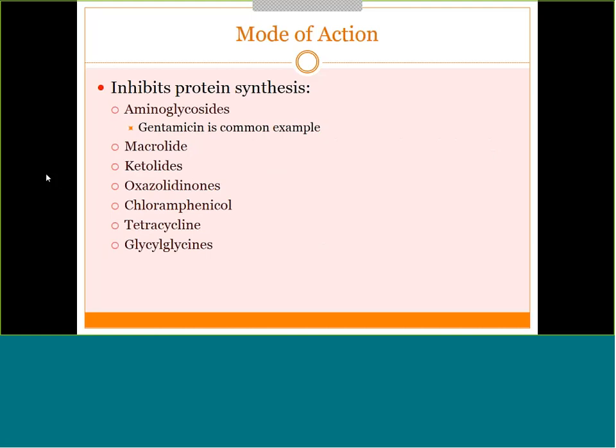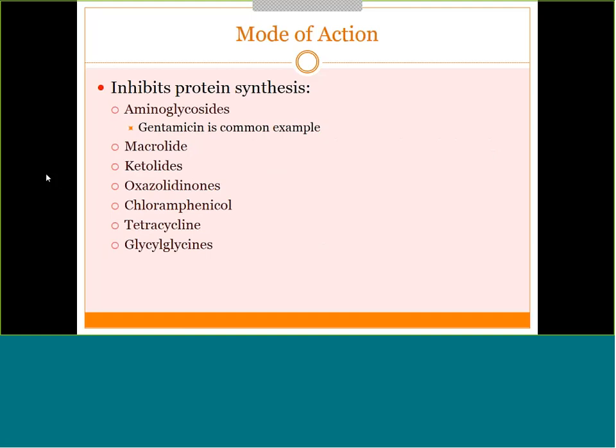If I don't say what it specifically targets, by the way, just assume it's a broad spectrum. All right, those that inhibit protein synthesis, there's a ton of them. Aminoglycosides is another big group here. Gentamicin is probably one of the most common examples in that group. Macrolides, ketolides, oxazolidinones, that's a hard word, chloramphenicol, tetracycline, and glycylcyclines are all great categories that fit into inhibiting protein synthesis.